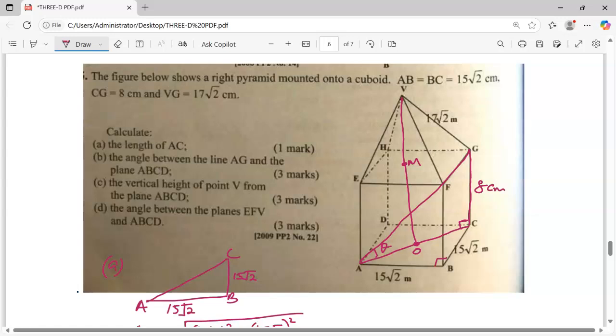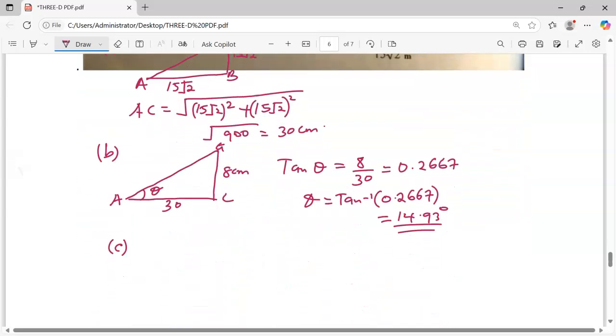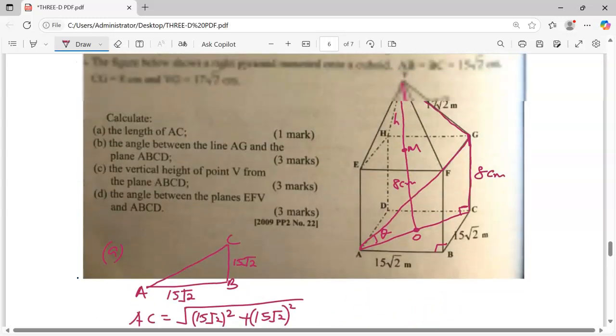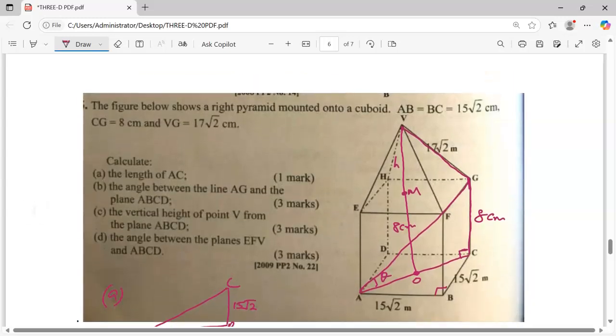And once we have that point M, you can see that CG is 8 centimeters and it is the same as OM. So OM is 8 centimeters. So we need the distance between M and V. We can call it the height. So we are going to extract the whole of this part like this, so that we can have a shape that looks like this.